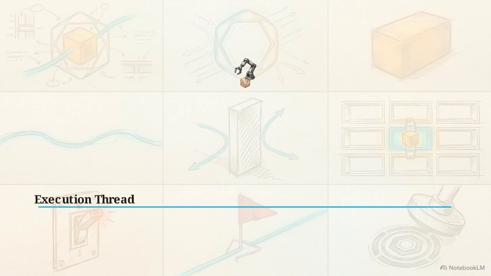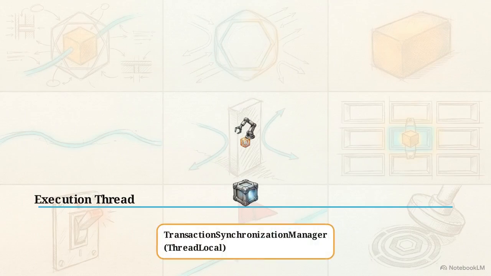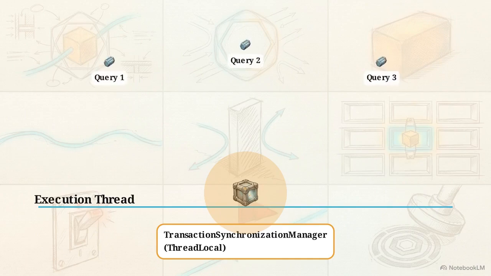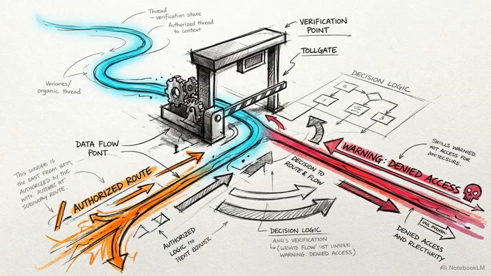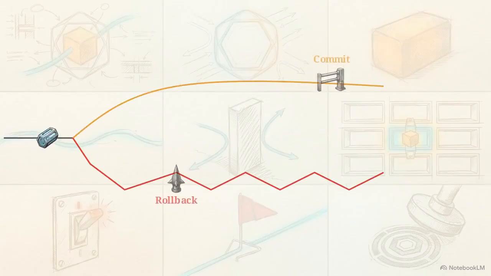Next, it establishes the synchronization boundary. The connection is bound directly to the active executing thread inside a specialized ThreadLocal storage entity called the TransactionSynchronizationManager. All repository queries executed within that method share this exact ThreadLocal connection reference. Once the business logic finishes, the thread hits the completion gateway. Upon success, the interceptor manually calls commit. Upon encountering an unhandled exception matching the rollback criteria, it calls rollback.